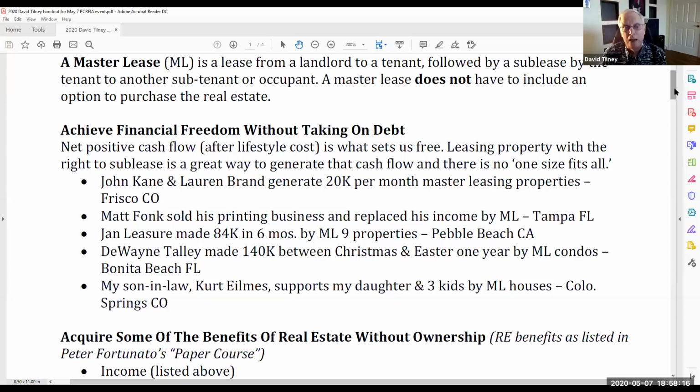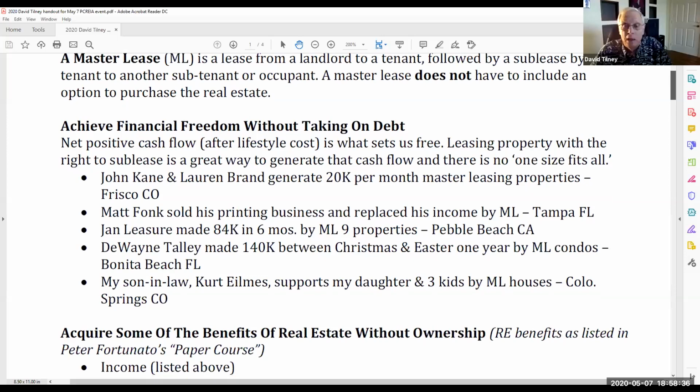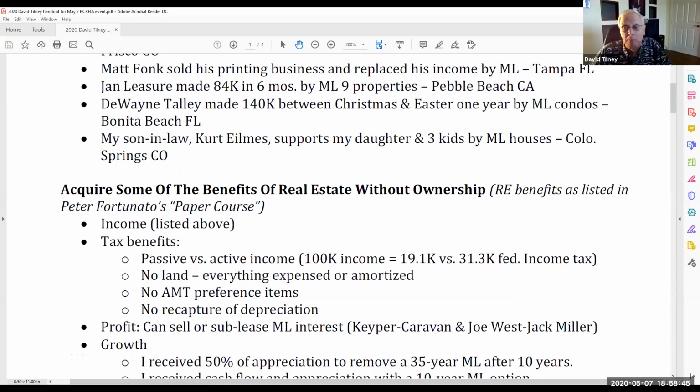But anyway, John Kane and Laura Brand are 2 of the folks that changed their whole lifestyle just through master leasing. Matt Funk's right in Tampa, so he's right next door. And he printed my manual for my seminar for 2 years in a row, came to my seminar the second year, went back, sold his printing company, and started master leasing properties while he raised 2 young kids out of his house. His wife was working. She was selling audio visual equipment and working around his swimming pool. He set up a business, replaced his income, replaced a bunch of his wife's income, and really has a great lifestyle.